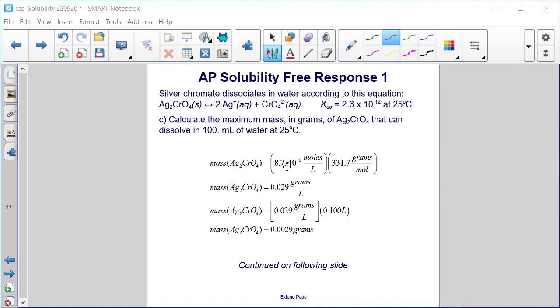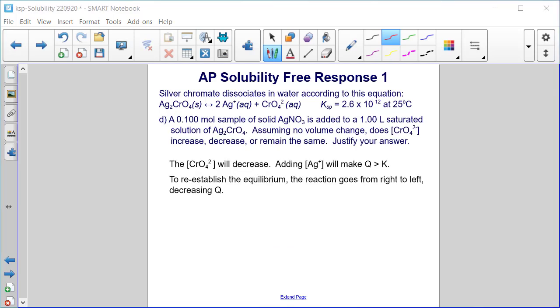So I can take that x value, 8.7 times 10 to the minus 5, and multiply it by the molar mass of the silver chromate, and we get 331.7 is the molar mass. So that mass is 0.029, that's grams per liter. And then in 100 milliliters of water, so multiply by 0.1 liters, and we get 0.0029 grams.